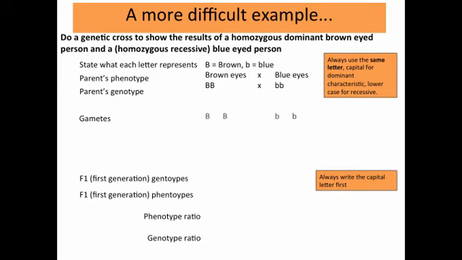The gametes produced by the brown-eyed parent would be capital B or capital B. The gametes produced by the blue-eyed parent would be little b or little b.